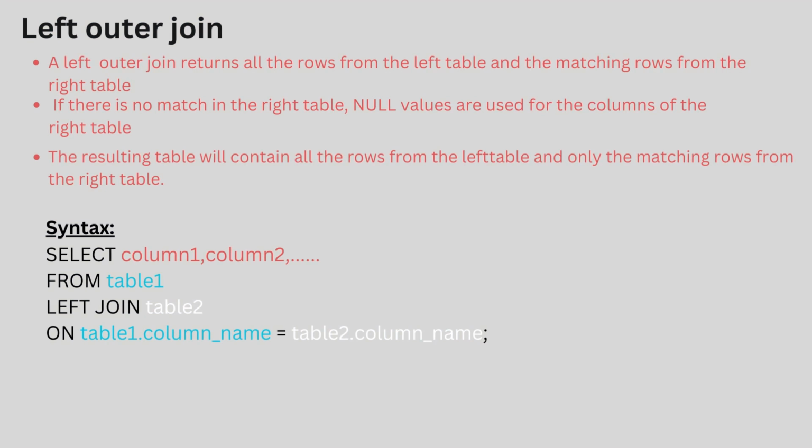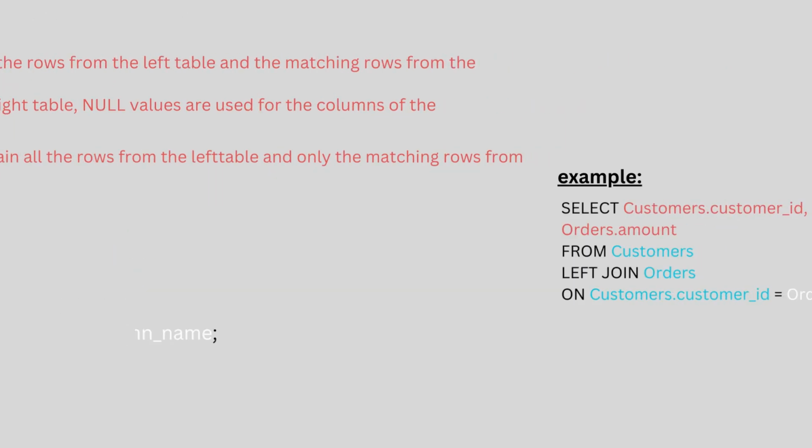Coming to left outer join. A left outer join returns all the rows from the left table and the matching rows from the right table. If there is no match in the right table, null values are used for the rows of the right table. The resulting table will contain all the rows from the left table and only the matching rows from the right table. Syntax: SELECT column 1, column 2 FROM table 1 LEFT JOIN table 2 ON table1.column_name = table2.column_name.